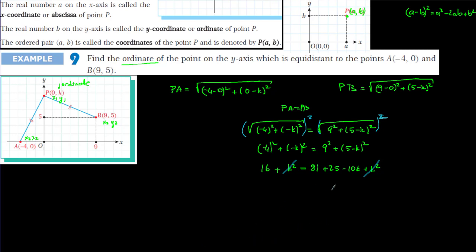What does it mean? We will send the 10k to this side. 10k is equal to 81 plus 25 minus 16. 25 minus 16 is equal to 9, plus 81. 10k is equal to 90, it should be. So if 10k is equal to 90, k is going to be equal to 90 over 10, k is equal to 9, it has to be.